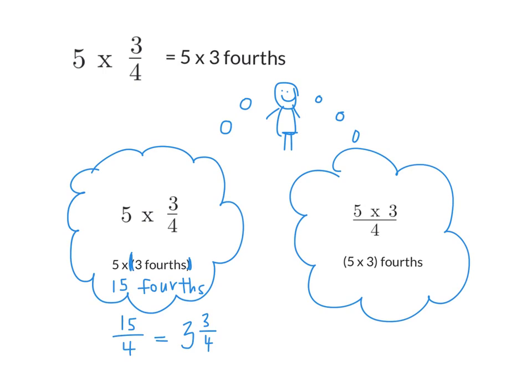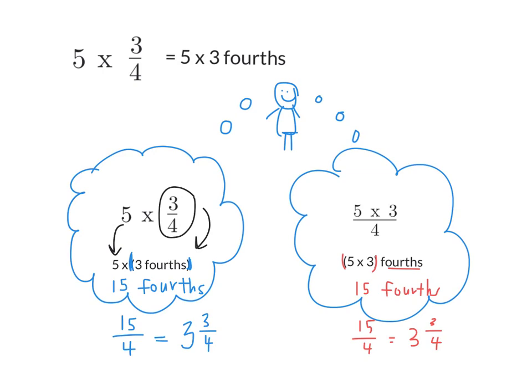I can also think of this as 5 times 3 with my parentheses, and then my units are fourths. So what's 5 times 3? 15 fourths, which then, of course, is still 15 fourths, which is still 3 3/4. Okay, so you can see the first way, I want you to also write down that the 5 times 3/4, when I have 3/4 together in the parentheses, it's written as a fraction.